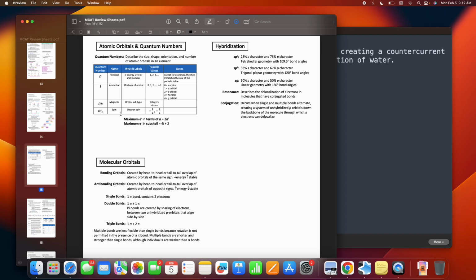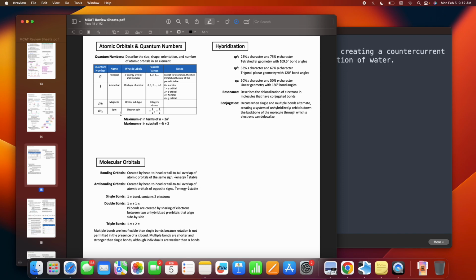Then for the L, there is a 3D shape of that orbital. The possible values would be like 0, 1, 2, etc., till n minus 1. So if you are on the 1s, then your azimuthal number is 0, because n for the s is 1, and 1 minus 1 is 0. For p it's 1, for d it's 2, for f it's 3, and for g it's 4. It's just one less, right?